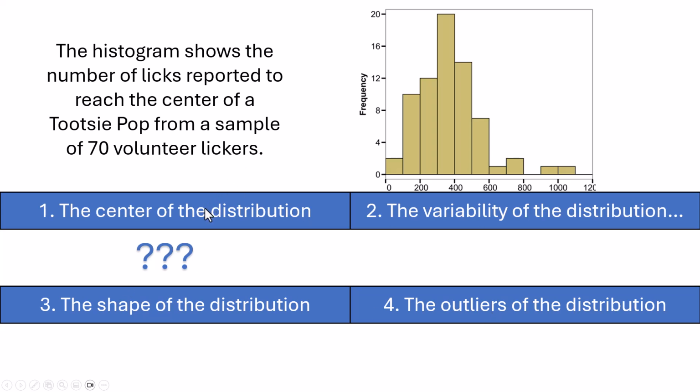Describe the center of the distribution by estimating the median, the variability based on how spread out the bars are, the shape based on the shape of the histogram, and finally see if you think there are any outliers based on the histogram. So I'll let you give that a try. Go ahead and pause the video.